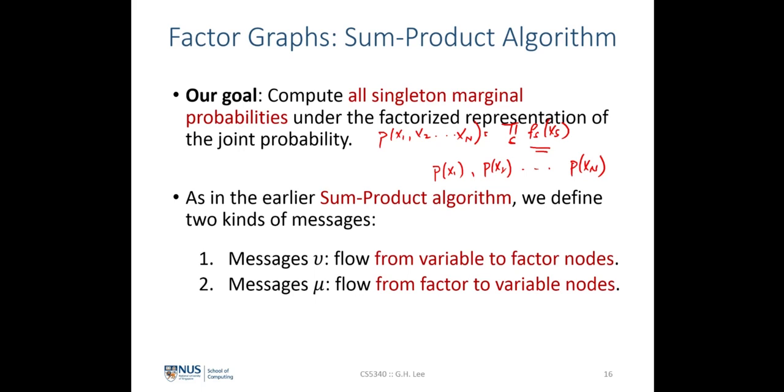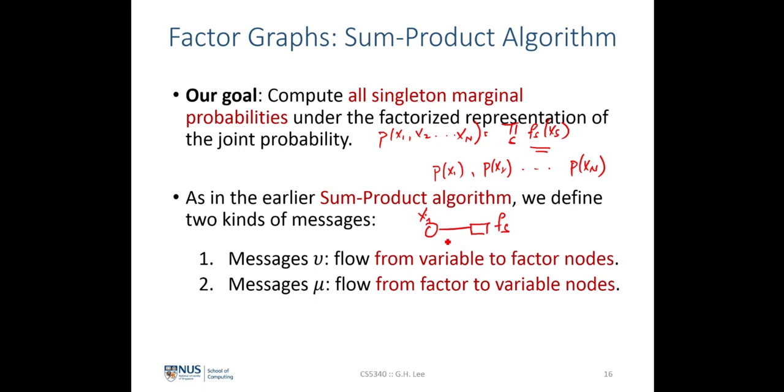And similar to what we have seen earlier in the sum product algorithm, where we have to define some form of message for the message passing, we'll also define two kinds of messages for the sum product algorithm, or message passing, in the factor graph. The first type of message, which we define as v over here, would be the message that flows from a variable to a factor node. So here is a variable, for example xi, that is linked to a factor node fs.